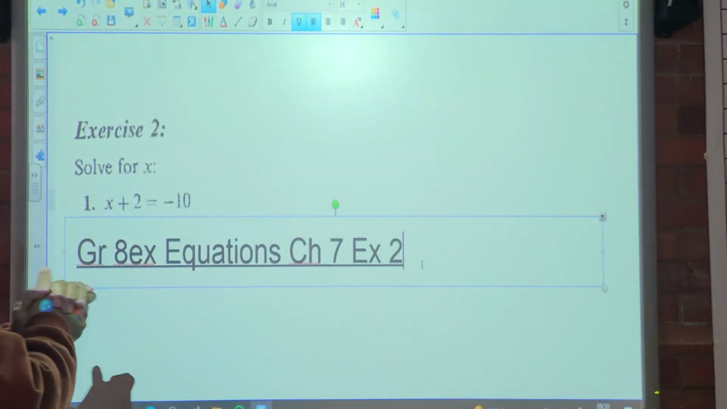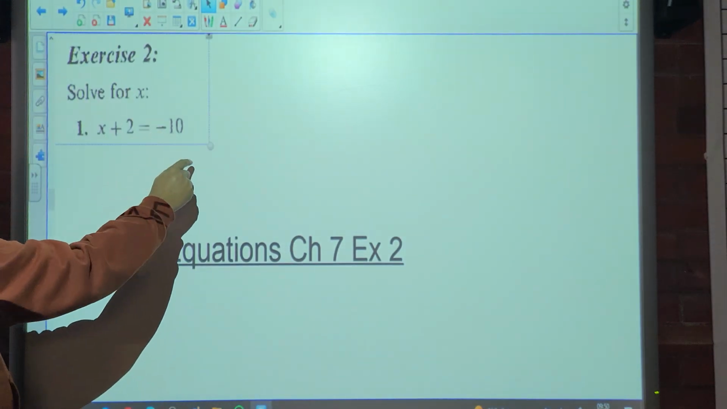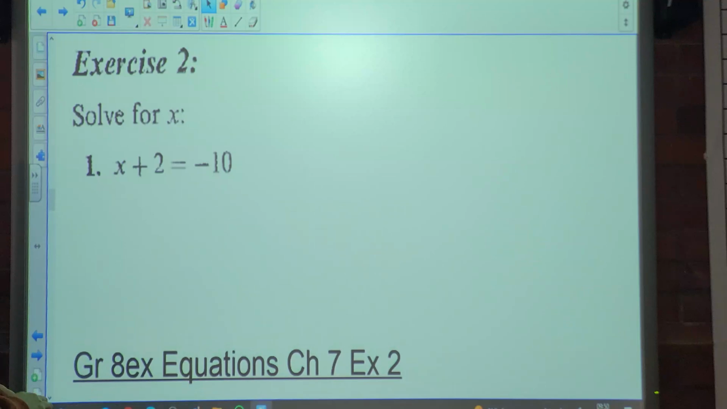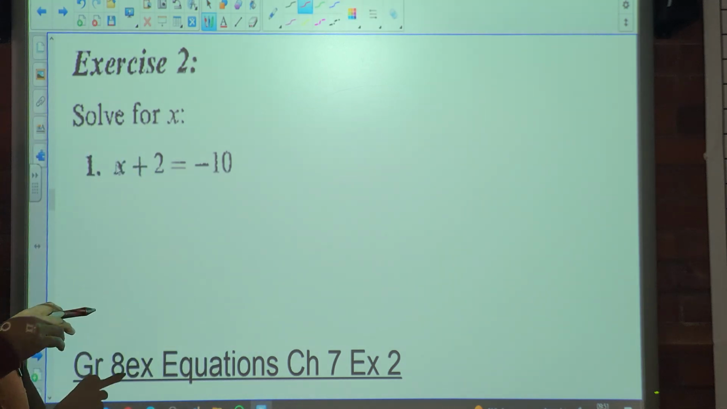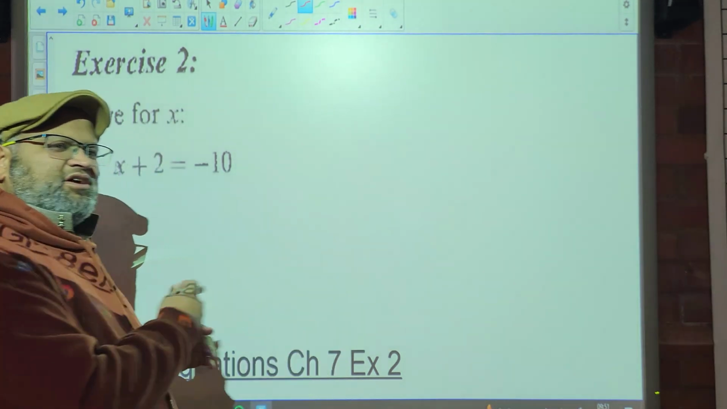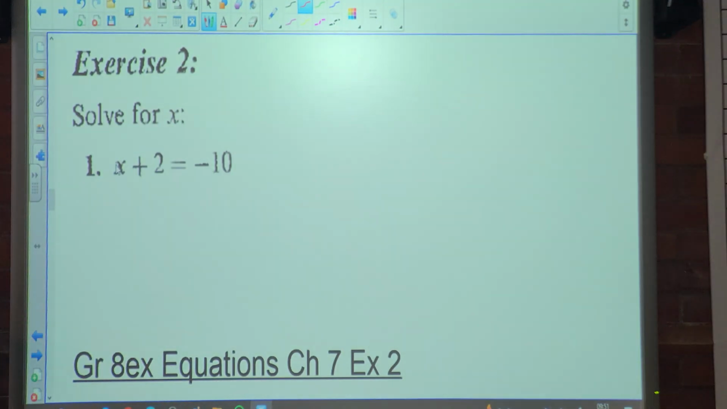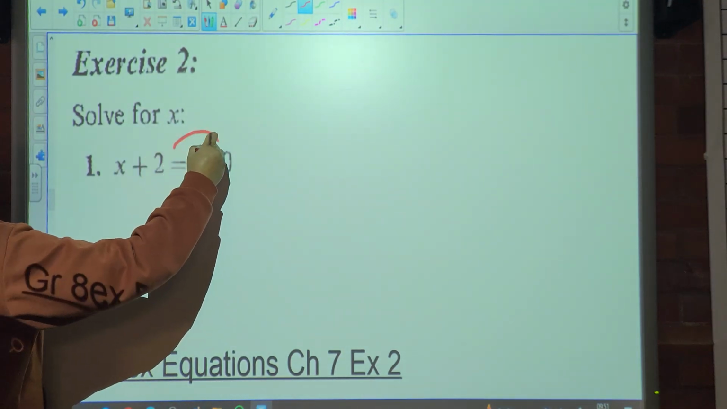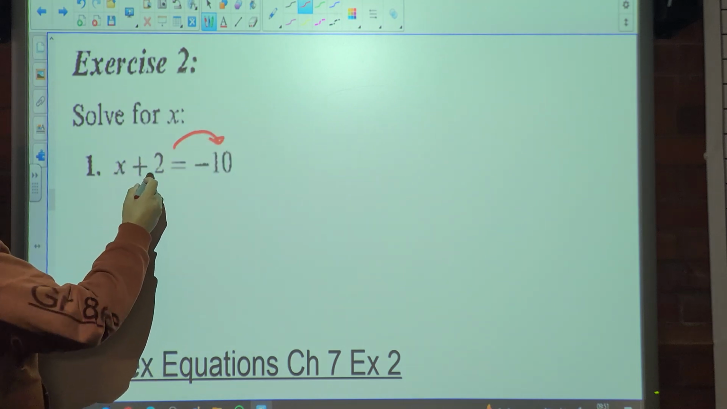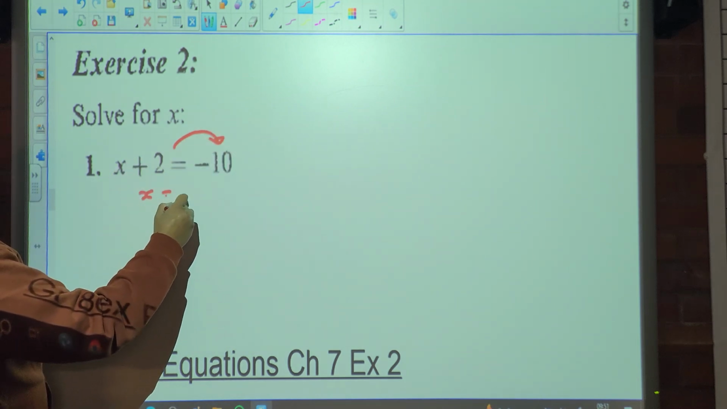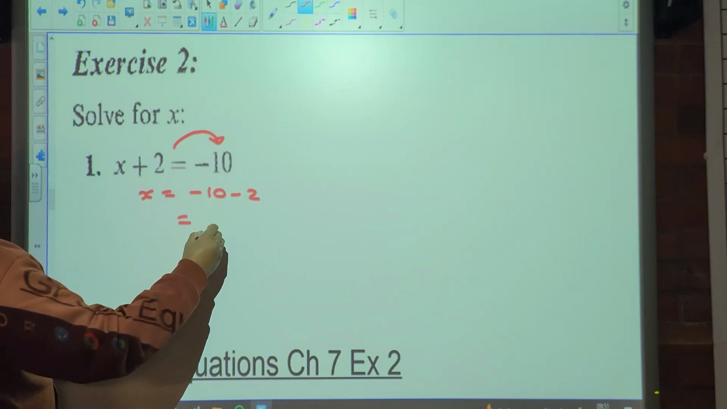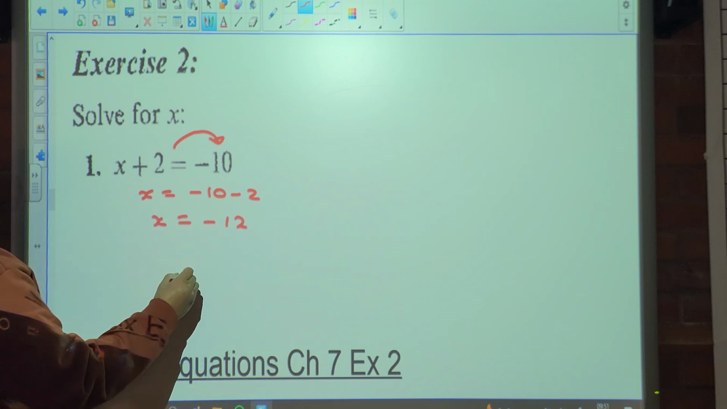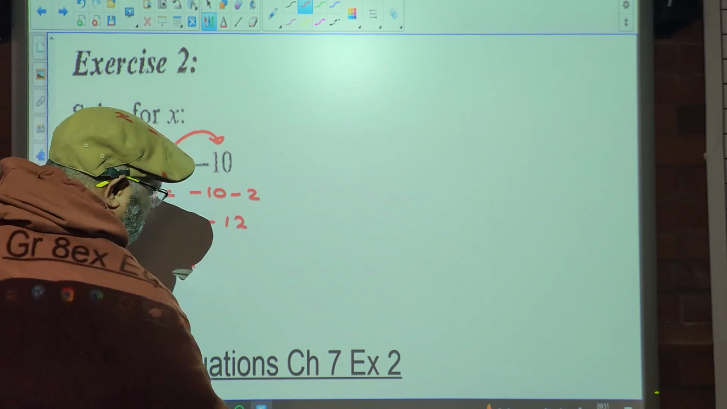So let's go. The first question is solve for x. I know I marked most of your books yesterday as well, so just go through this quickly. We said that the idea is to get the x's on the left hand side and the constants, or the numbers, on the right hand side. So we take it over the equal sign, and the positive becomes negative, of course. So it's negative 10 minus 2. What's negative 10 minus 2? Negative 12. So all agree with that?